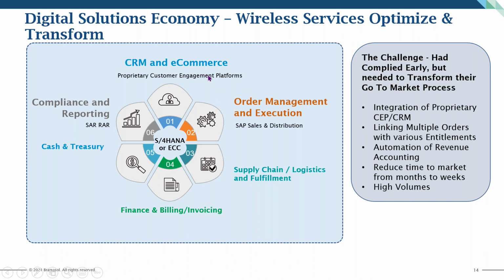And the idea is that they have this proprietary CEP or engagement platforms, but they need to link multiple orders with various entitlements, right? So again, imagine that you have even a small company where you might have 100 different users. How do I know who has access to what, and what's their platform, and how do I engage with them, right? So you need to bring that through, automate the revenue accounting, but do it in a way that's rules driven, and then reduce that time to market, but do it in a place that's extremely high volumes. We're talking about a customer that has tens of millions of invoices and bills every month. Tens of millions, if not hundreds of millions, but it's probably in the tens of millions number.